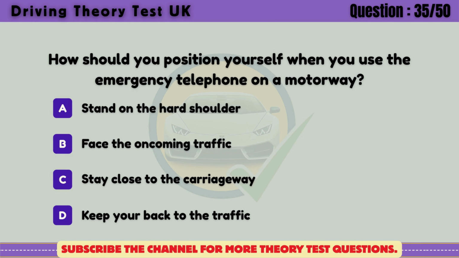Question 35. How should you position yourself when you use the emergency telephone on a motorway? Option A. Stand on the hard shoulder. B. Face the oncoming traffic. C. Stay close to the carriageway. D. Keep your back to the traffic.